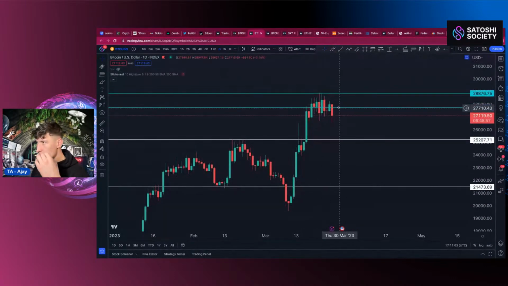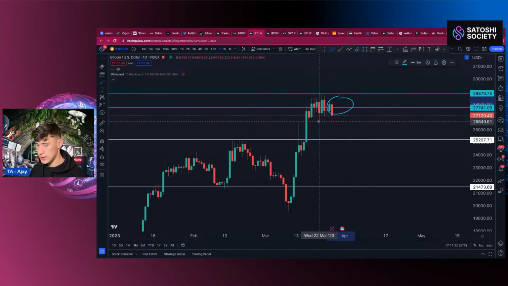Again, I've entered into a short position. The entry of my short position is around $28,350 because I did actually add a little bit more to it. But initially I was shorting between these two blue lines, between 27,740 and 28,000 876. I have been shorting that area there.